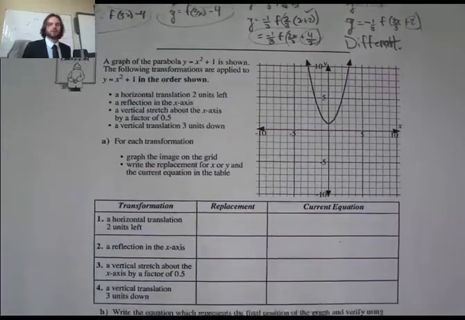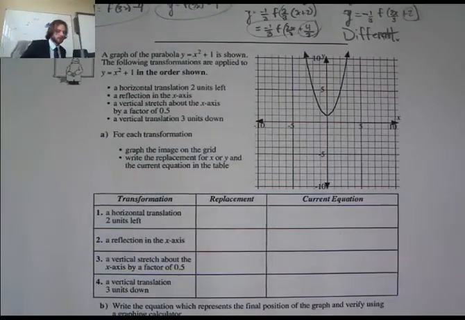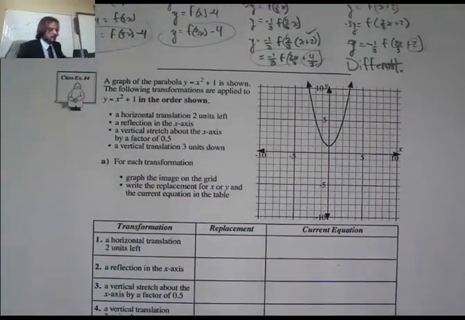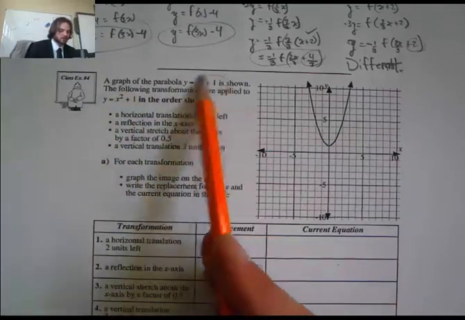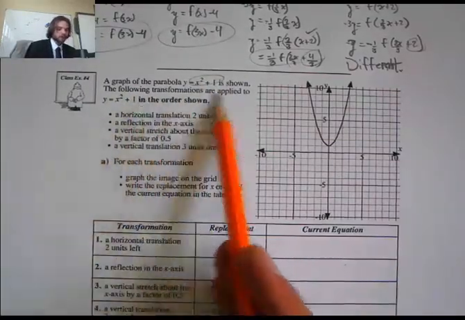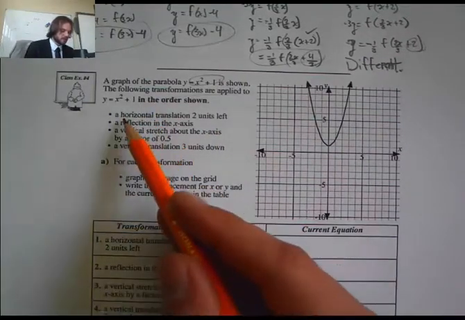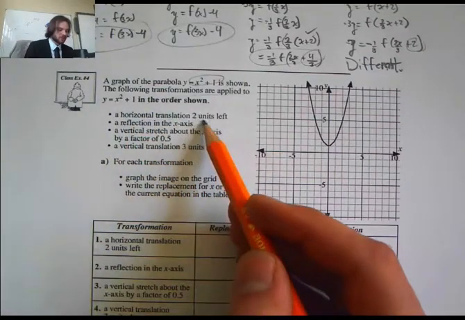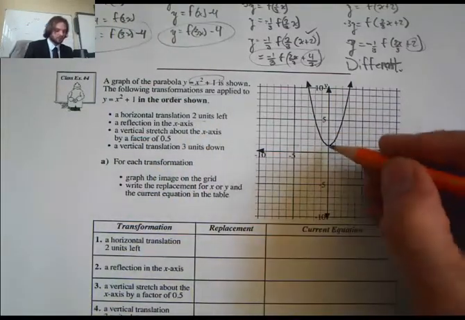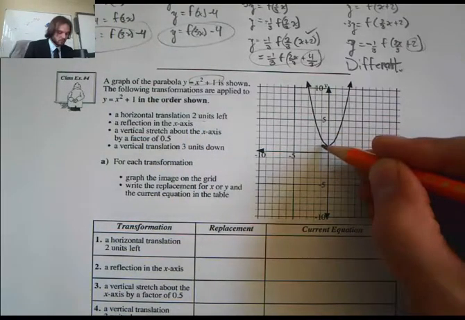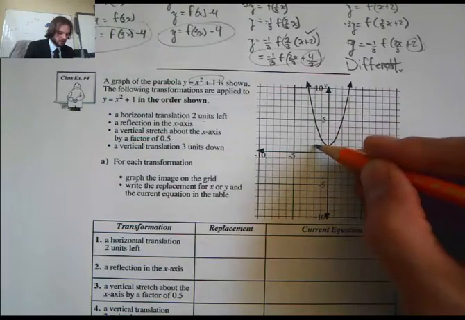So let's take a look at question number 4. Okay. So here we go. We have a graph. Okay? So this graph, the parabola is shown. The following transformations are applied in the order shown. So first thing is we do a horizontal translation of 2 units left. So my graph, we have to move it 2 units left. 1, 2. There we go.